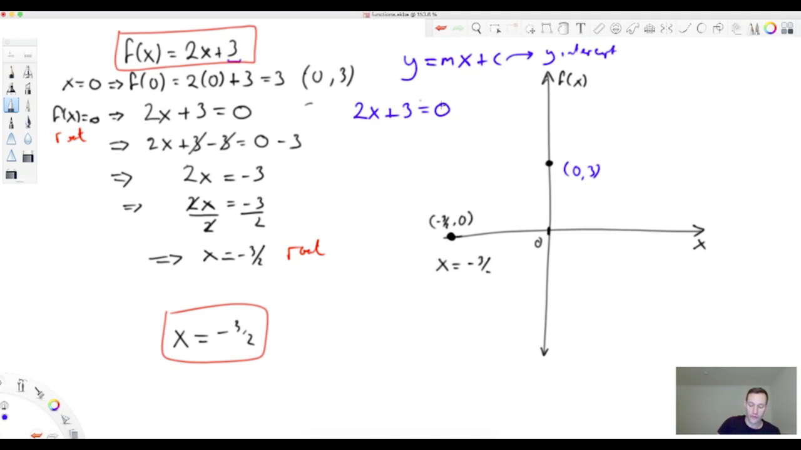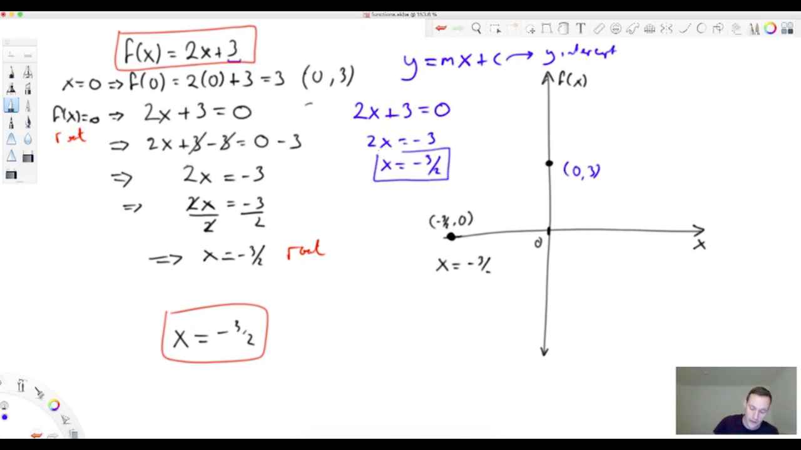Now I want to get rid of this 3 to the other side, so this is now 2x is equal to minus 3. Okay? Now anything that's multiplied on one side is divided on the other. So what's added on one side is subtracted on the other. What's subtracted on one side is added on the other. What's multiplied on one side is divided on the other, and what's divided on one side is multiplied on the other. So this 2 is multiplied on the left-hand side, which means that it's divided on the right-hand side.